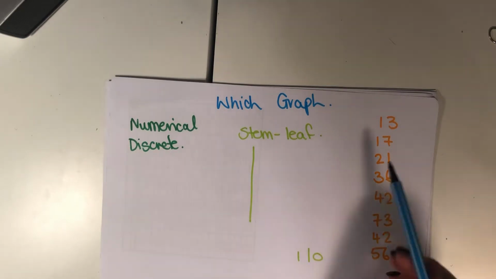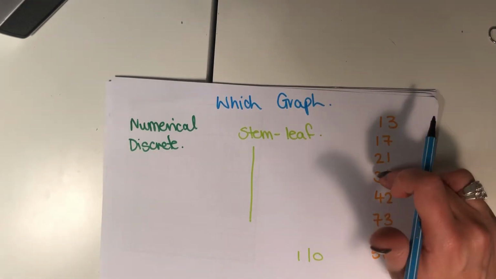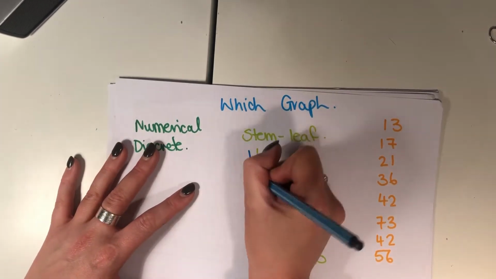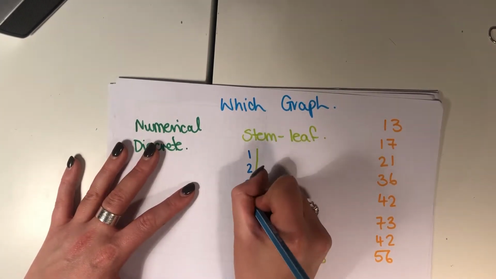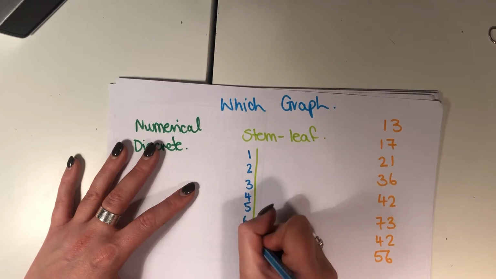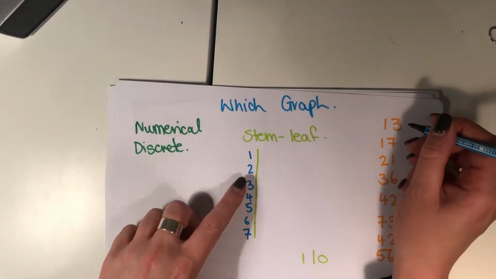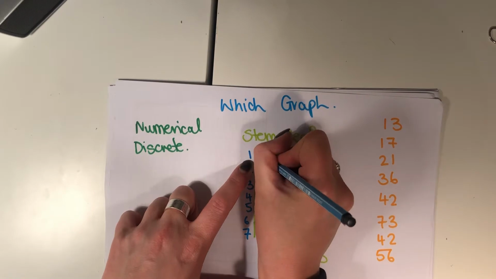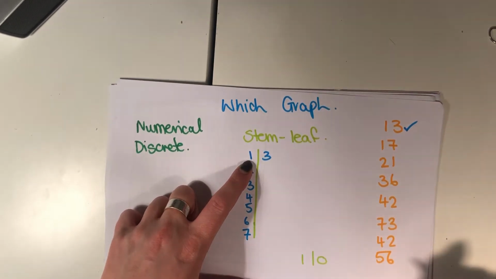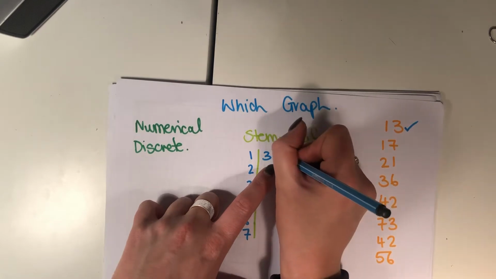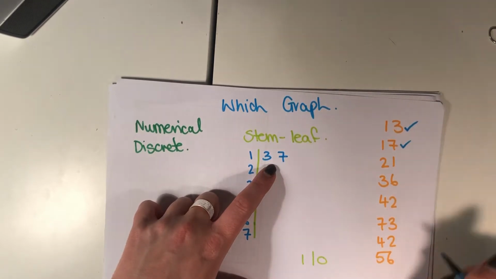So the first thing I'm going to put in is here. I have 1, 2, 3, 4, 5, up to 7. So 1, 2, 3, 4, 5, 6, and 7, just to make sure. I'm going to start here. 13. So 1 is here and 3 is there, and I've dealt with that. I now have 17, which will go in my 1 row, and it will be 7 there.